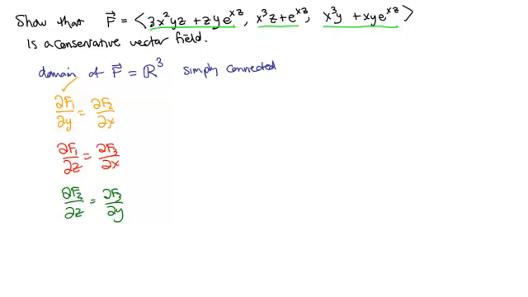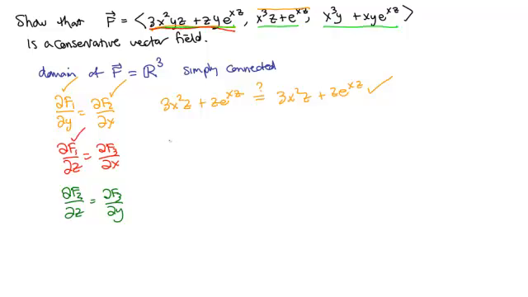If we take the partial derivative of the first component with respect to y, we're going to get 3x squared z plus z e to the xz. On the other hand, if we take the derivative of the second component with respect to x, well, let's see. We're going to get 3x squared z plus the derivative of e to the xz, which will be e to the xz times the derivative inside, which is z. Those two equations check.